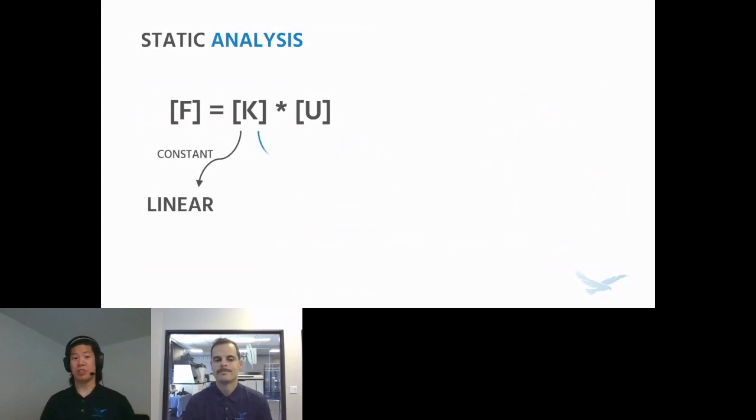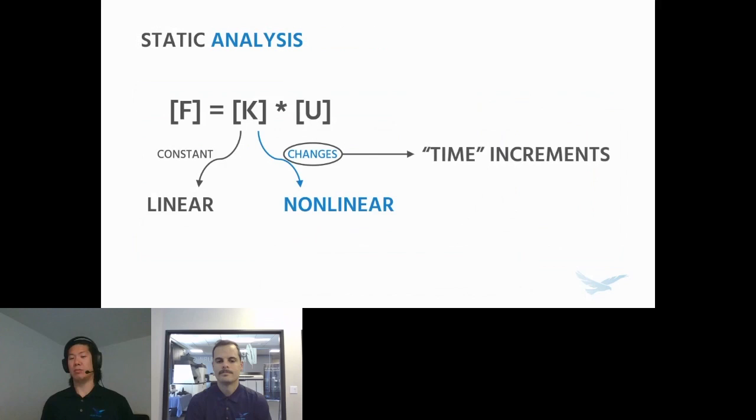But if it changes, right, if we have material that's nonlinear, we have some contact, or we have larger extreme deformations, then we do need to use a nonlinear approach. And the thing that makes a nonlinear simulation different, the reason it works when we have this changing stiffness matrix, is we deal with that change by using time increments. You'll notice that time's in quotation marks.